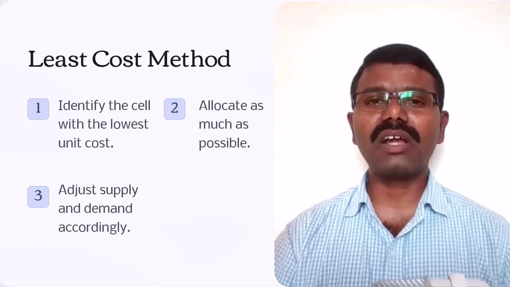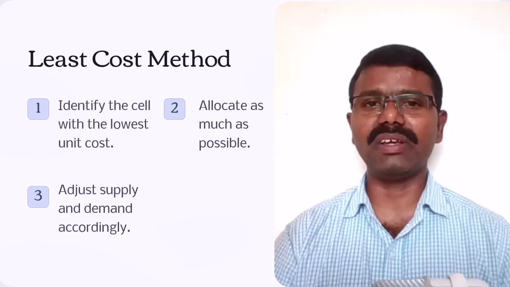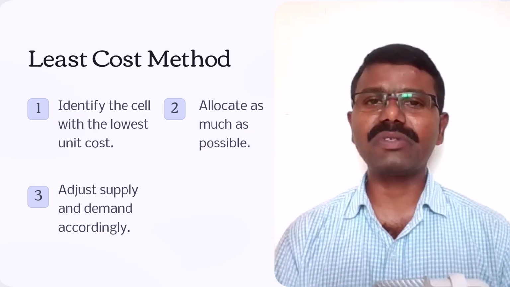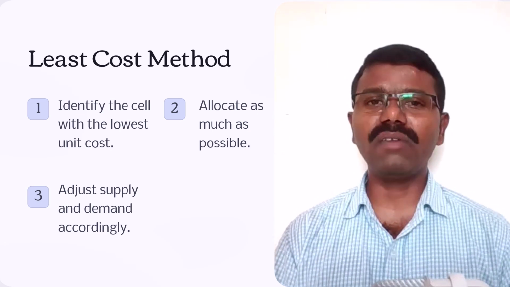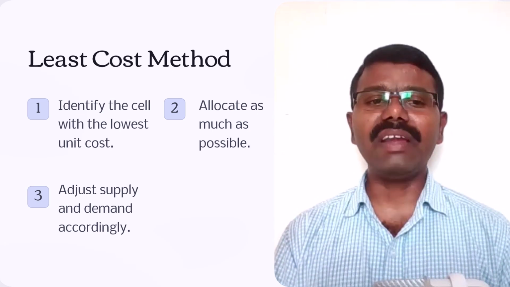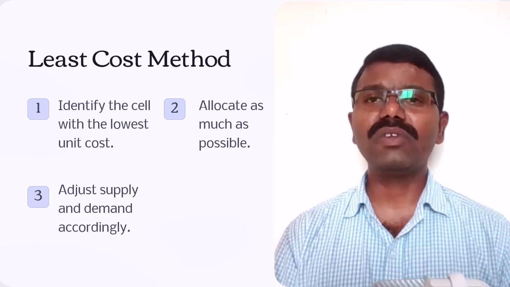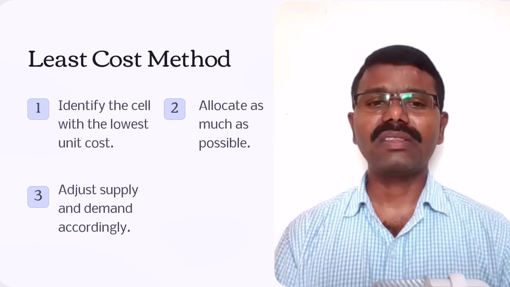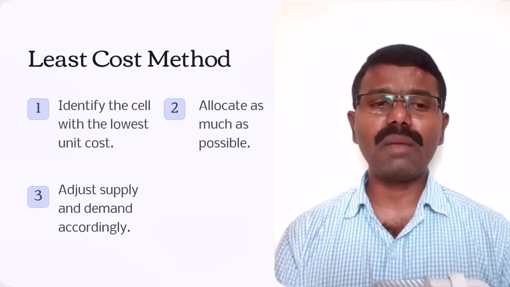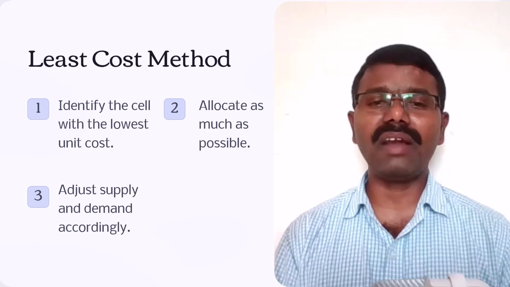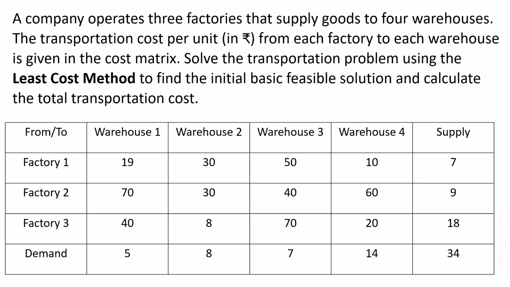Let us solve the transportation problem by the least cost method. Here there are 3 steps involved in solving the problem. First, identify the cell with the lowest unit cost, then allocate as much as possible and adjust supply and demand accordingly. We solve this problem using the least cost method. This is also the same problem, but we are applying a different method, that is the least cost method.